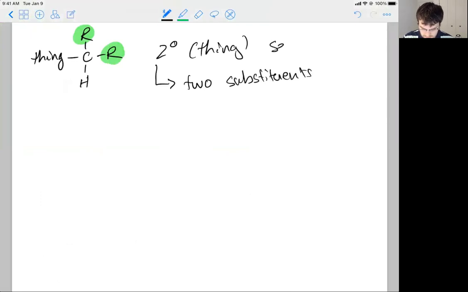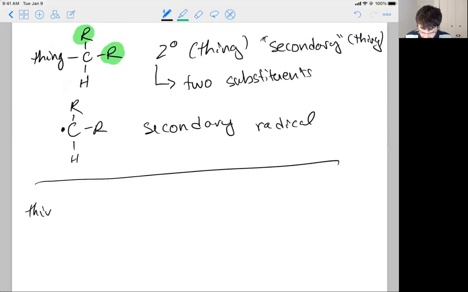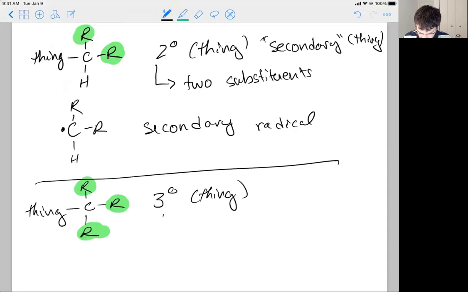The symbol is two with a degree, and the pronunciation is secondary. So we could continue our discussion of radicals and say that this is a secondary radical. And then with three R groups, or three substituents and zero hydrogens, I don't like to focus on the hydrogens; I like to focus on the number of substituents. We would write a three with a degree, and that would be a tertiary thing.